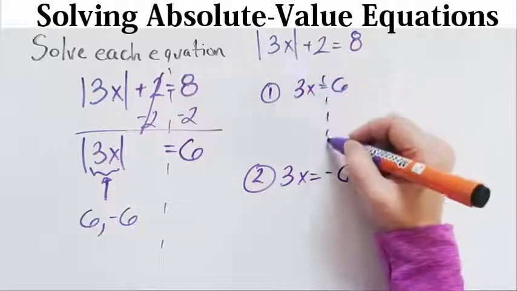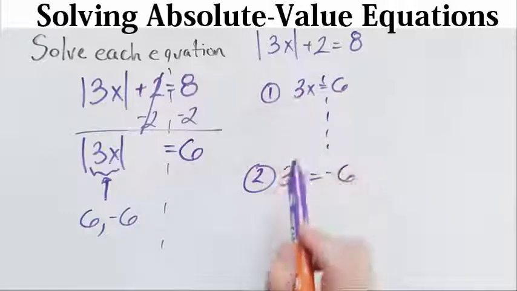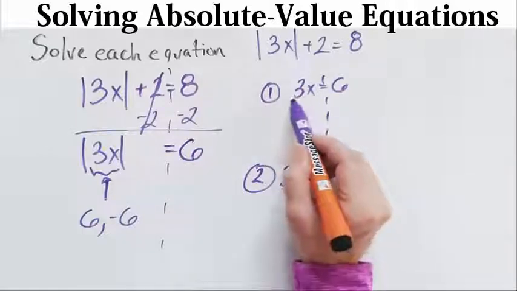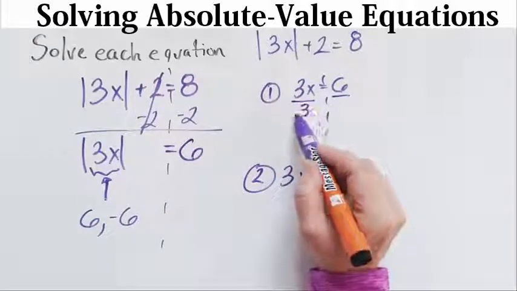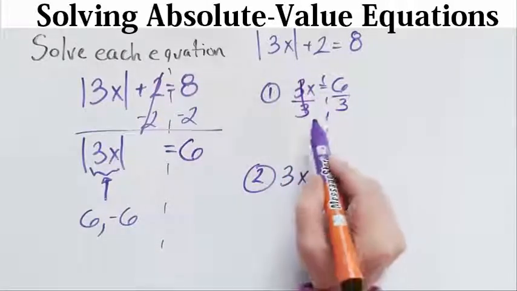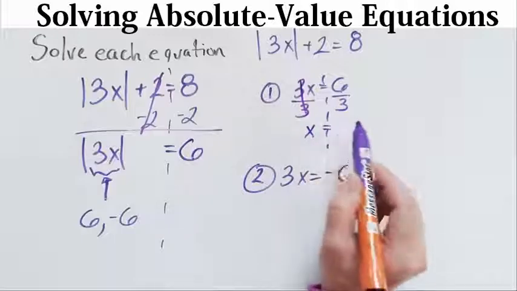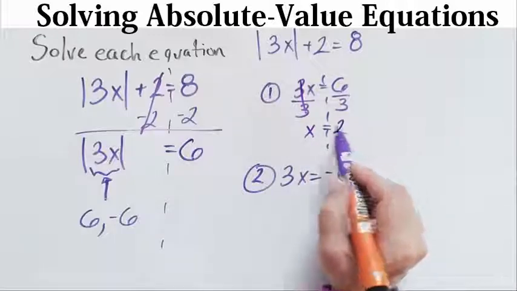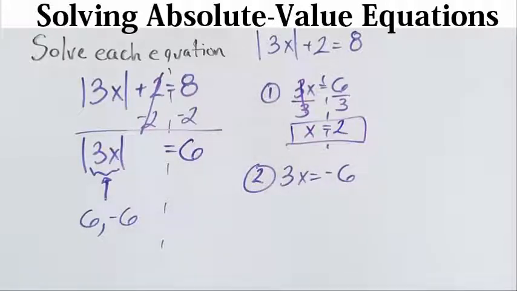So solving for case 1, I want the x by itself. The x is attached to the 3 by multiplication. You undo multiplying by dividing. The number that needs to go away is the number you divide by. 3 over 3 turns to 1, so we end up having x by itself. 6 divided by 3 is 2. So x equals 2 is our first answer.